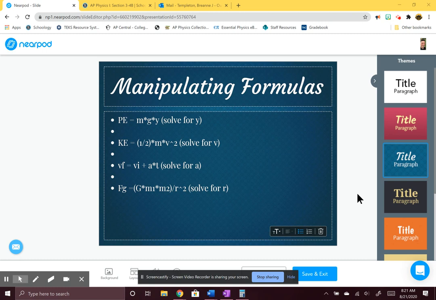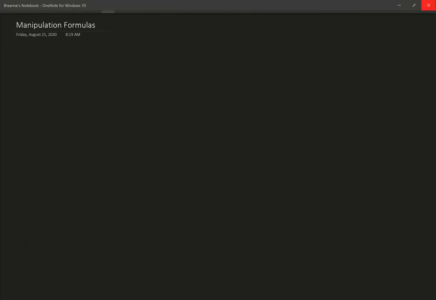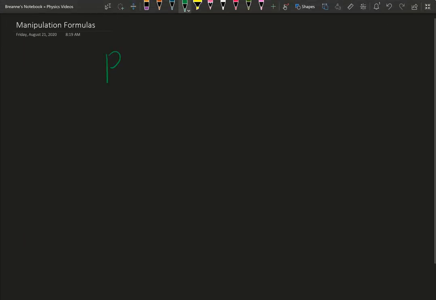It works. So, manipulating formulas. We'll be doing that a lot in physics. So the first thing we're going to look at is just a simple formula that's being straight multiplied. So we're going to hop over here. So we have PE, which is potential energy, by the way, equals mass times acceleration due to gravity times height.